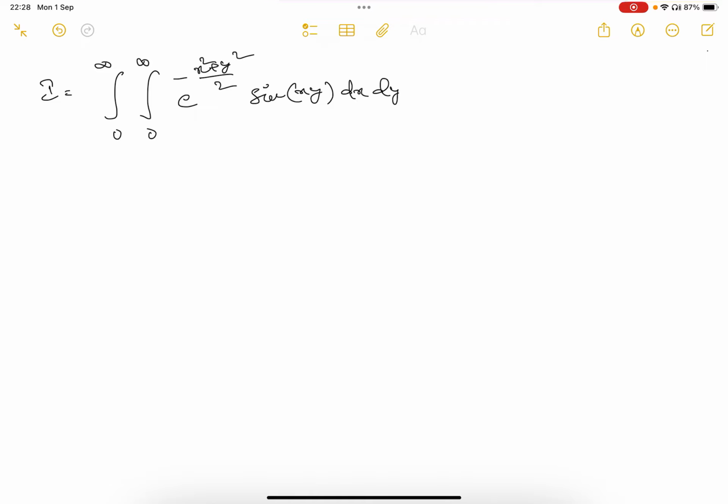As you can see, the exponential has x square plus y square by 2, and dx and dy. So let's transform I into polar coordinates.